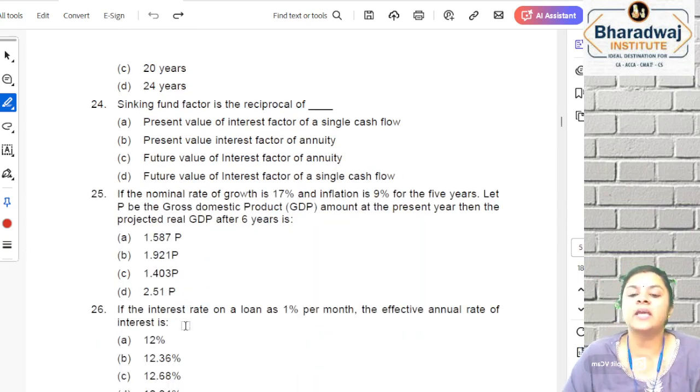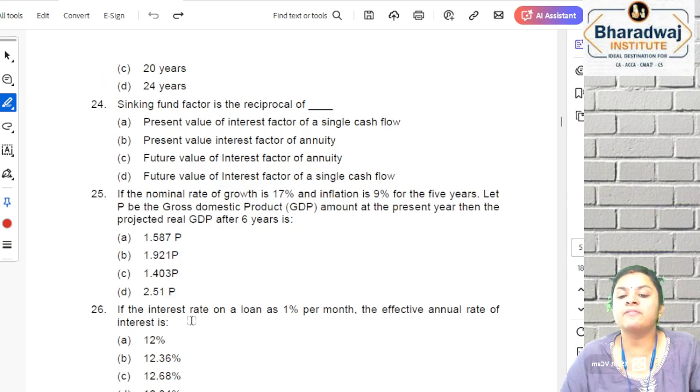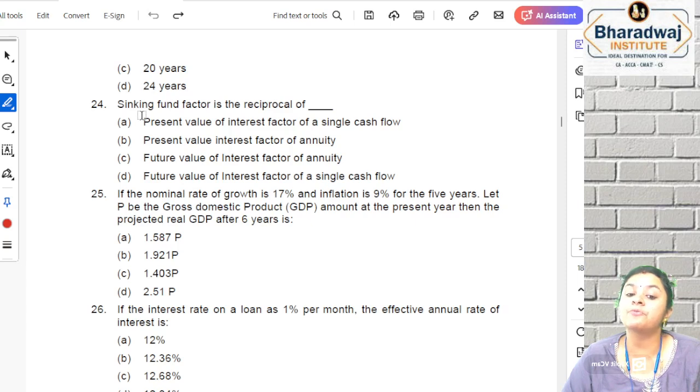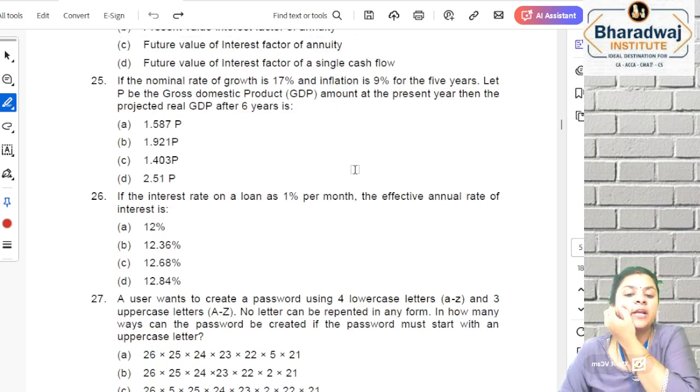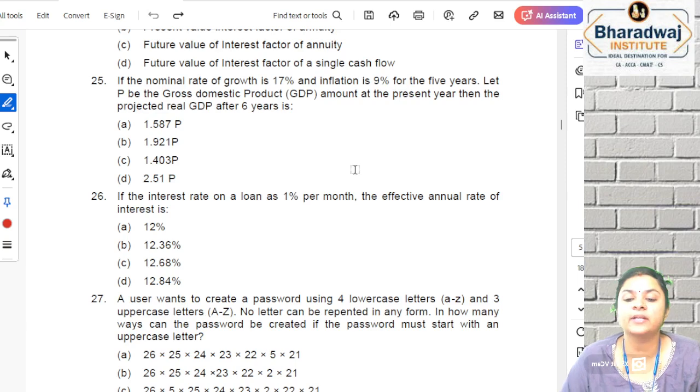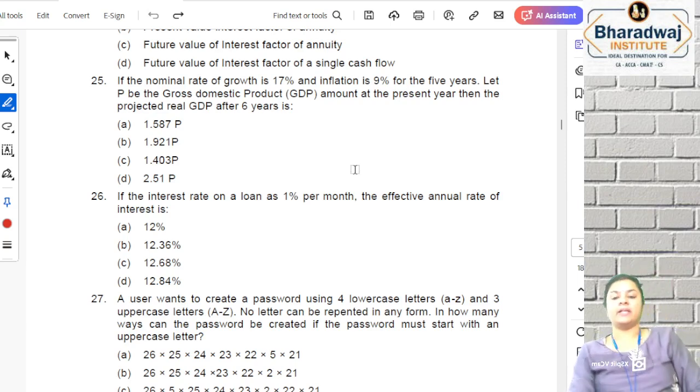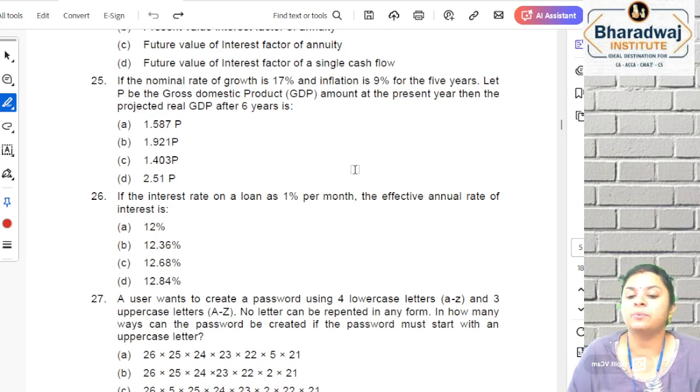Okay. Next, 24. Sinking fund factor is the reciprocal of... sinking fund factor is nothing but the annuity investment for every year. So it is the reciprocal of the future value interest factor of annuity. Okay. 25. If the nominal rate of growth is 17%, inflation is 9%, let P be the GDP and the real GDP after 6 years is 1.92. We just did the same in practice RTP.